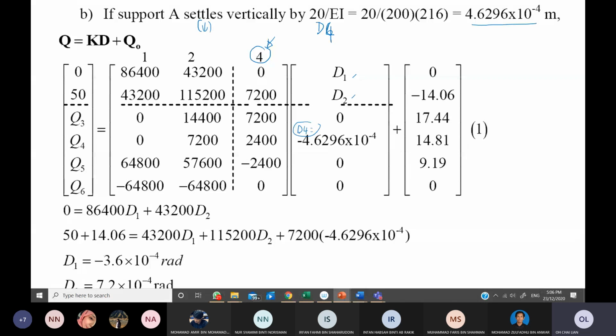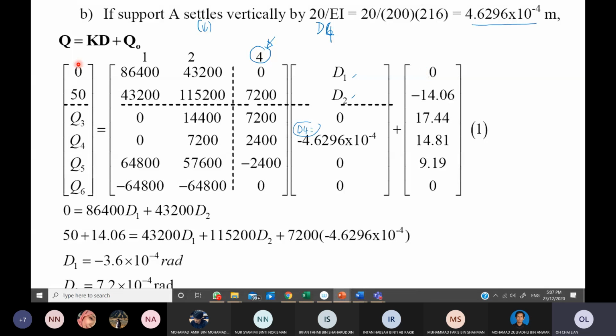Okay, so let's do the equation. The first equation will be 0 equal to 6400 multiply D1 plus 43200 multiply D2 plus 0 multiply negative 4.6 power negative 4, plus 0, Q1 naught. So this will be your equation number 1.